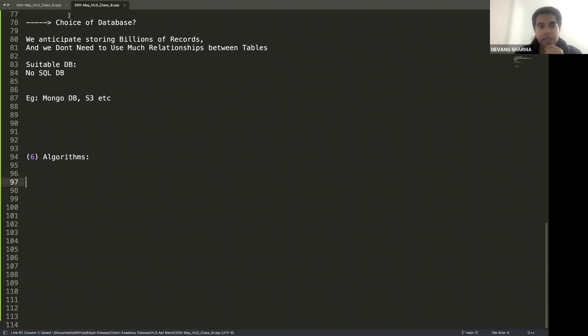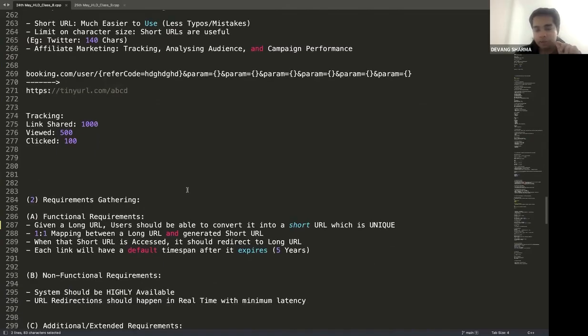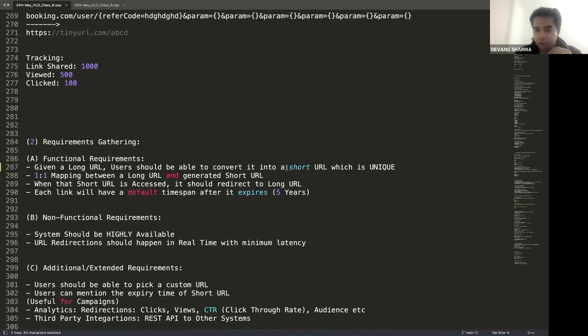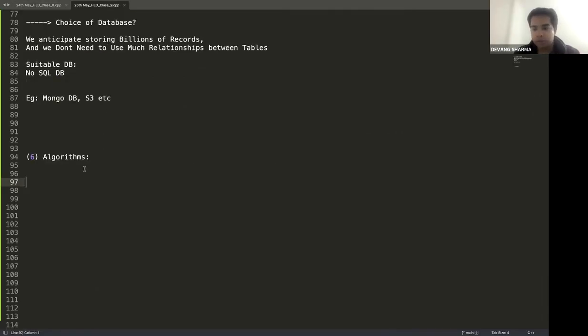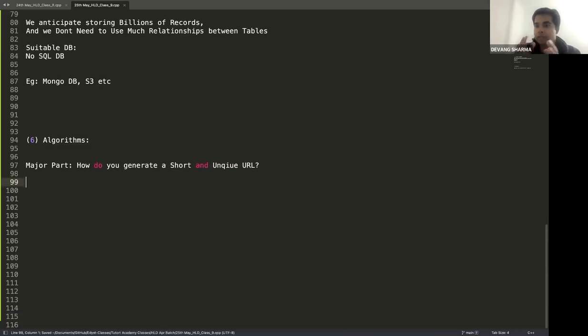Remember, one of the key functional requirements of my system was that I should be able to generate a unique short key ID. Remember, 1:1 mapping, a short URL which is unique. How exactly am I going to do that? What sort of algorithms am I going to use? A key component is how do you generate a short and unique URL? Every time a request comes, and every time is subjective, it can be coming from the same user or from different users. But every time a request comes, how do you make sure you're generating a short and unique URL? Okay, let's talk about it.